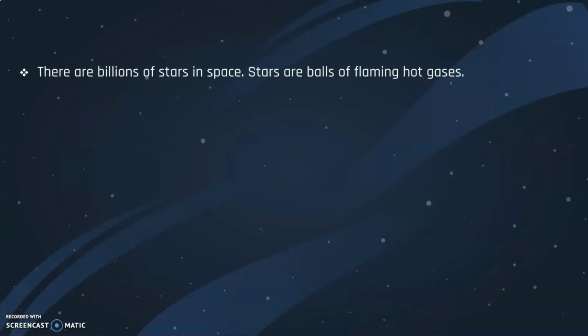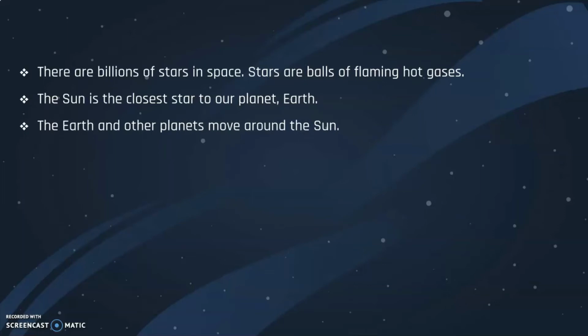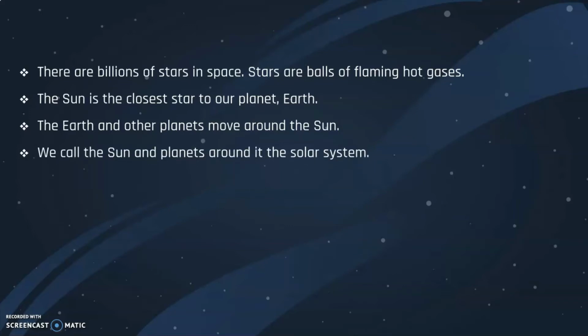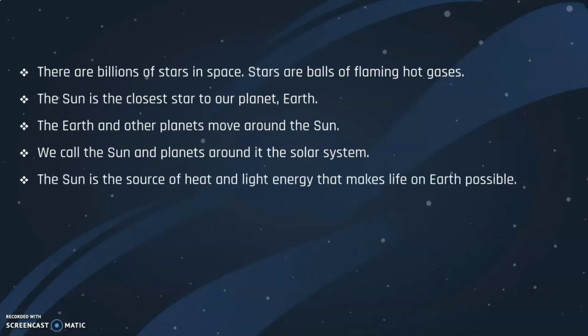There are billions of stars in space. Stars are balls of flaming hot gases. The Sun is the closest star to our planet, Earth. The Earth and other planets move around the Sun. We call the Sun and planets around it the solar system. The Sun is the source of heat and light energy that makes life on Earth possible.